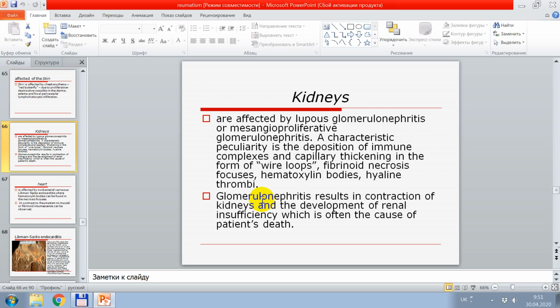Kidneys are affected by lupus glomerulonephritis or mesangial-proliferative glomerulonephritis. A characteristic peculiarity is the deposition of immune complexes and capillary thickening in the form of wire loops. Fibrinoid necrosis foci, hematoxylin bodies, hyaline thrombi. Glomerulonephritis results in contraction of the kidneys and development of renal insufficiency, which is often the cause of the patient's death.